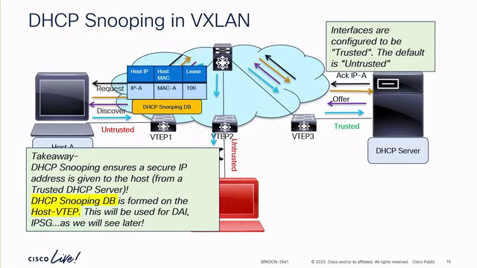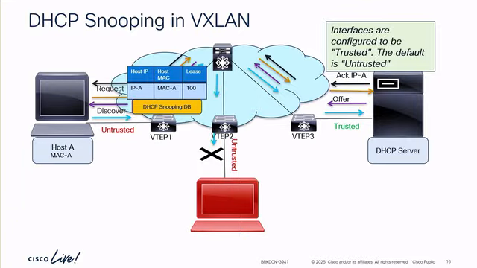So what is the takeaway from this? We say that the DHCP snooping ensures that a secure IP address is given to the host from a trusted DHCP server. And then we make a point to say that, you know what? The DHCP snooping database also gets formed on the host VTEP. And why is this important? As we will see, the other features we are going to talk about, dynamic ARP inspection and IP source guard, are going to use this particular table, right?